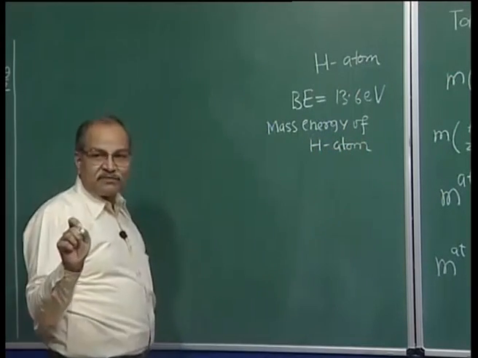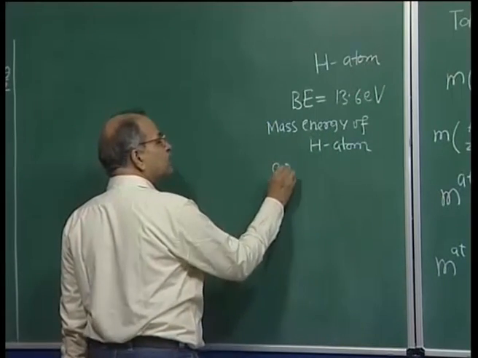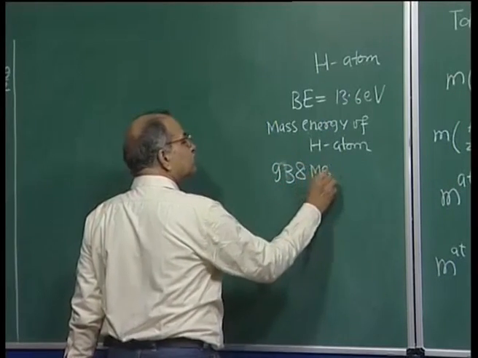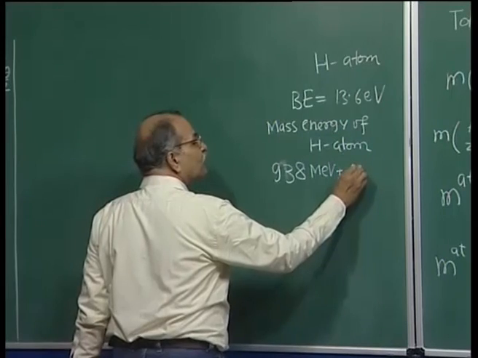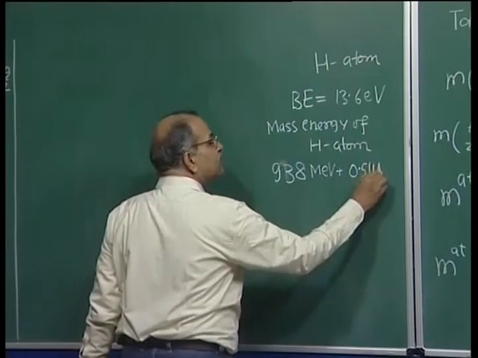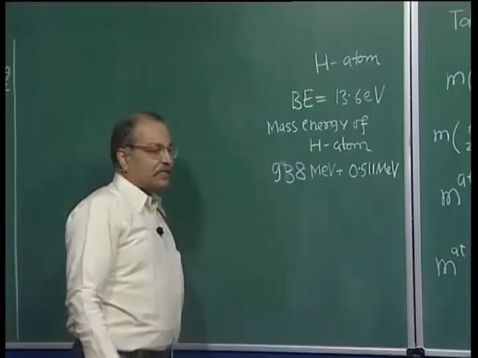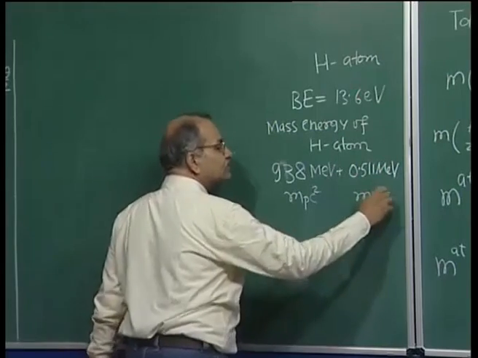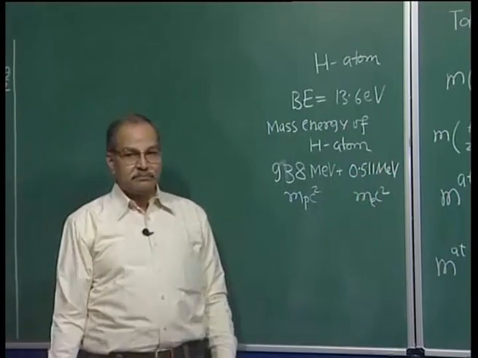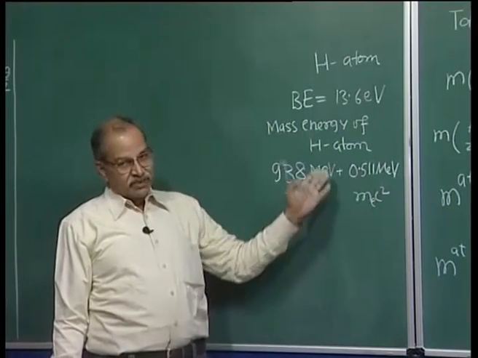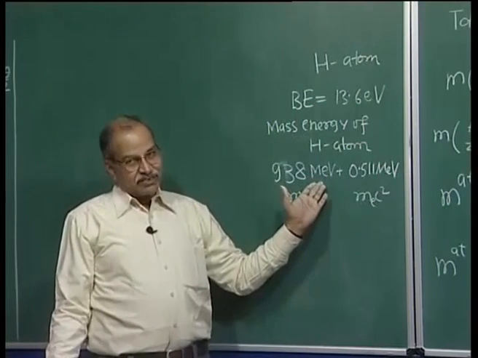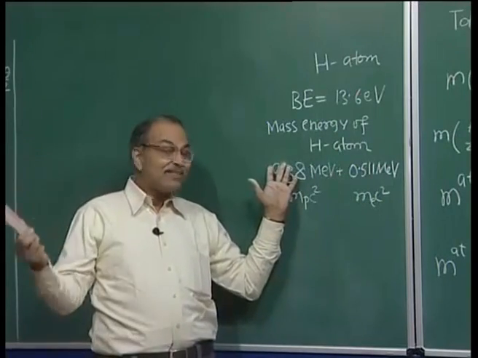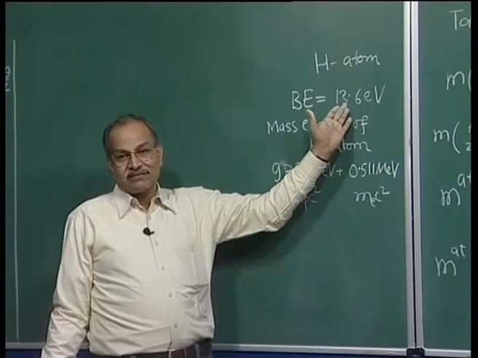You have one proton. So, one proton mass itself is 938 MeV, plus 0.511 MeV. Okay, this is mass m_p c square, and this is m_e c square. So, compare the binding energy with the mass energy. This is coming close to 1000 mega electron volt, and this is just 10 electron volts, right.